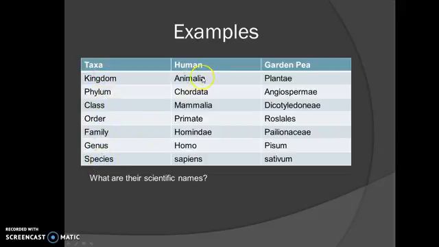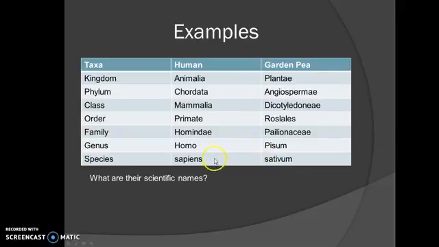And so humans are part of the Animalia kingdom, Chordata phylum, Mammalia class, Primate order, Hominidae family, Homo genus, sapiens species. Plants, you can see here, all the way down to the species. But what are their scientific names? You can see it. Which ones do we use? Which ones do we use?